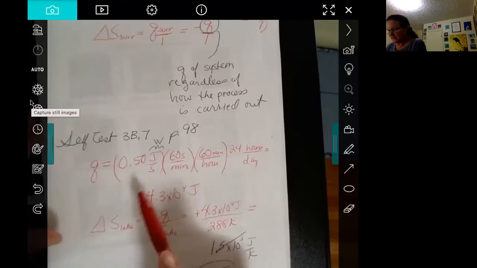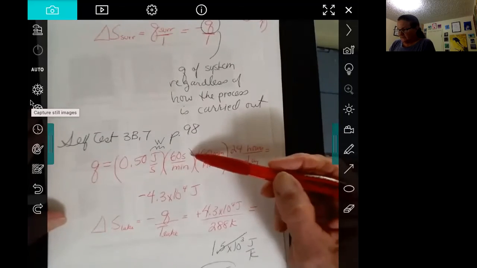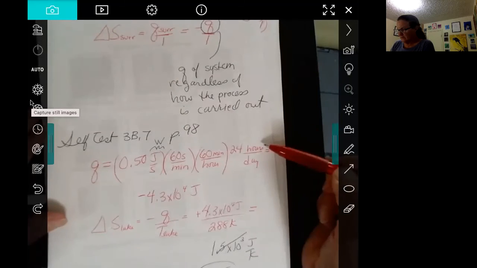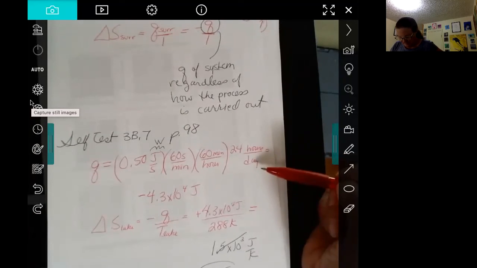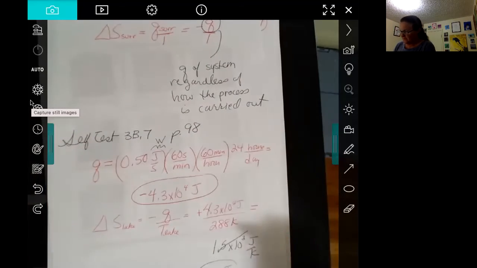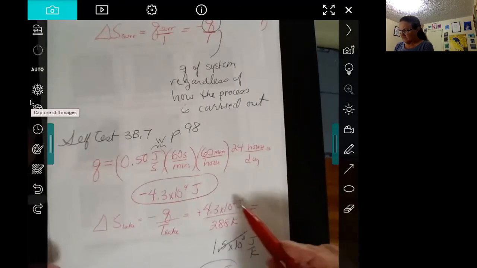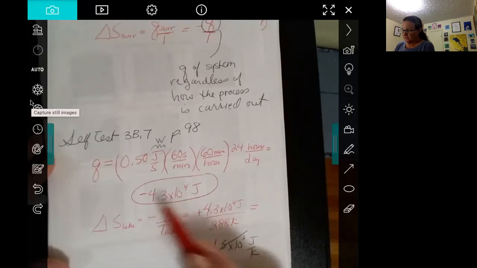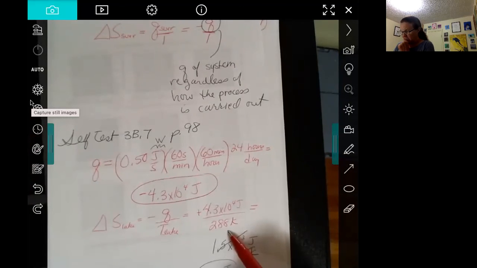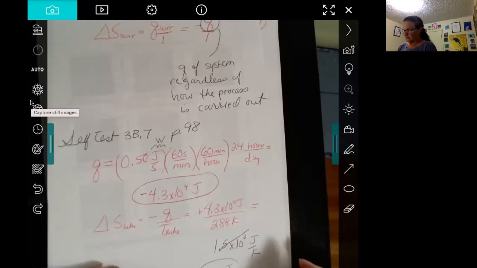So the heat that the little reptile is generating is the 0.50 joules per second, which is a watt. 60 seconds in a minute, 60 minutes in an hour, 24 hours in a day, because they're asking how much it changes the entropy in a day. And so this is the heat that it gives off. And all you have to do is change the sign because the lake absorbs the opposite amount of heat. So this is given off by the reptile, absorbed by the lake, divided by the constant temperature because that little reptile doesn't change the lake's temperature. And I got 150 joules per K would be the entropy change of the lake.